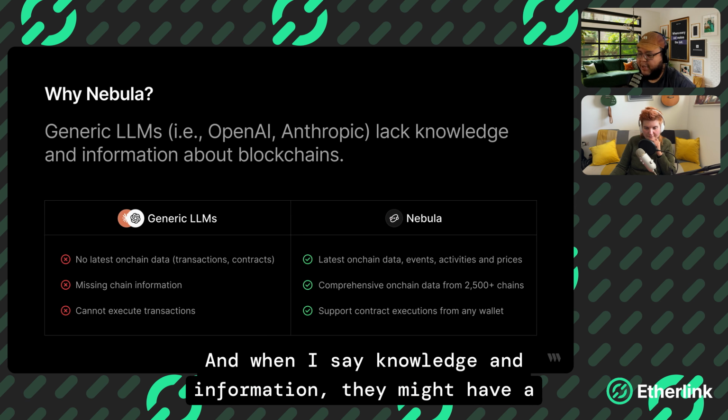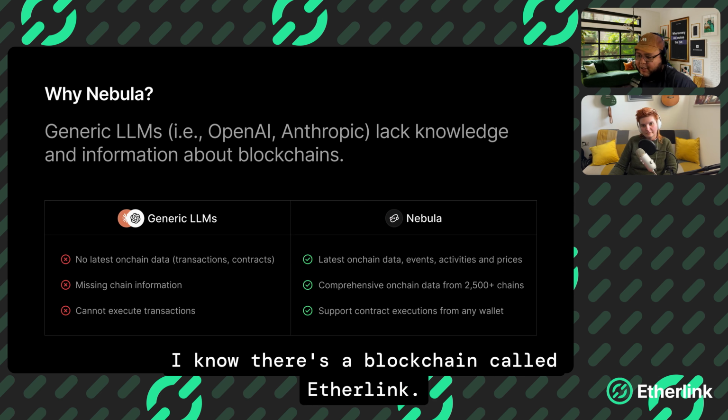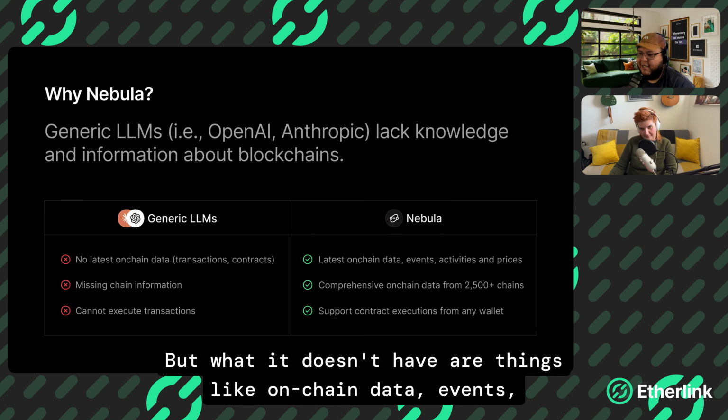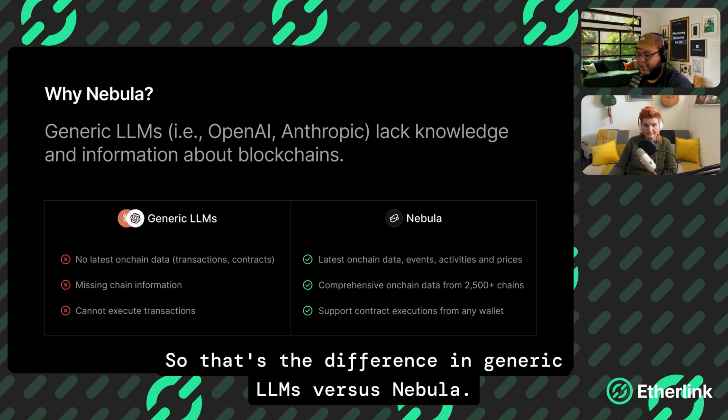And when I say knowledge and information, they might have a general understanding. Oh, I know what a blockchain is. I know there's a blockchain called Etherlink. But what it doesn't have are things like on-chain data, events, comprehensive data, and the ability to execute transactions, right? So that's the difference in generic LLMs versus Nebula.